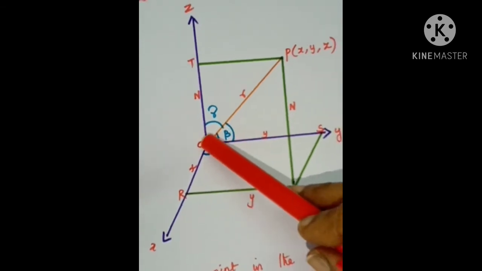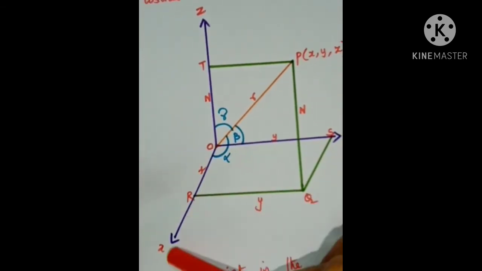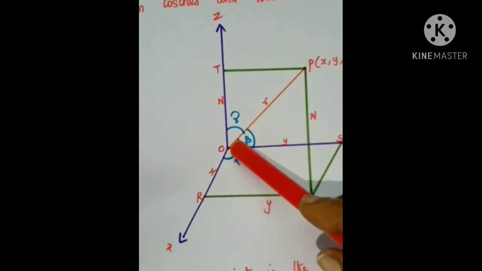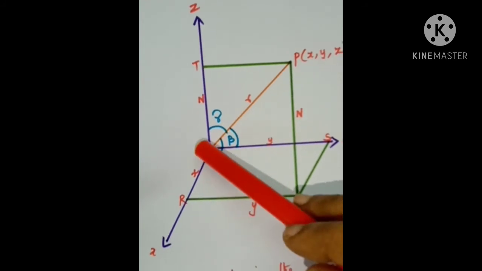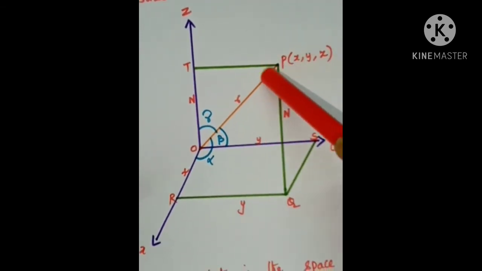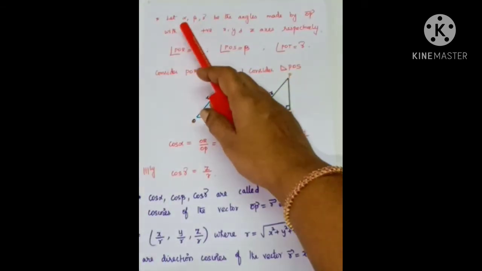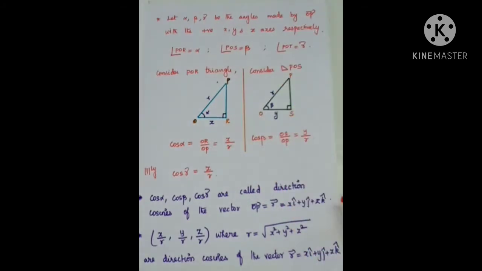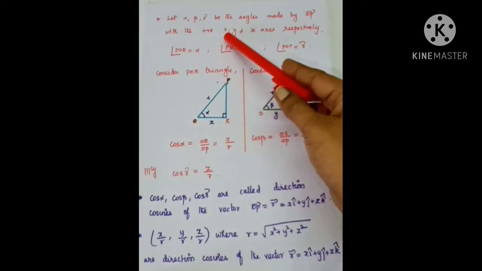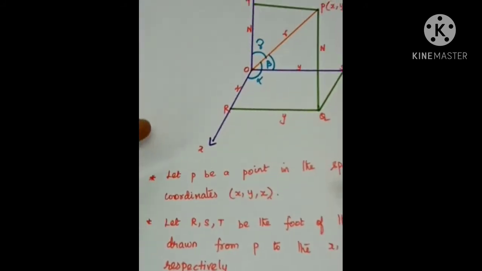Okay. See now, here we are considering alpha. You see that alpha is the angle between the vector OP and the x-axis, and beta is the angle between the vector OP and the y-axis, and gamma is the angle between this vector and the z-axis. So what are alpha, beta, gamma? Alpha, beta, gamma are the angles made by the vector OP with the positive direction of the x, y and z axes.